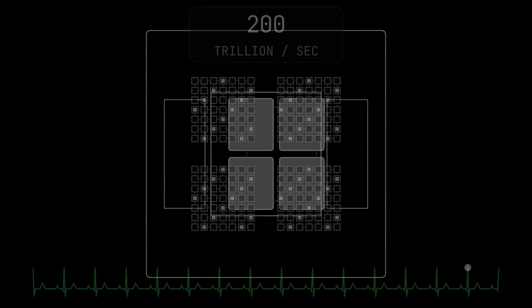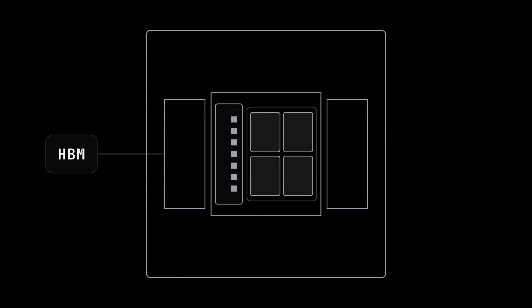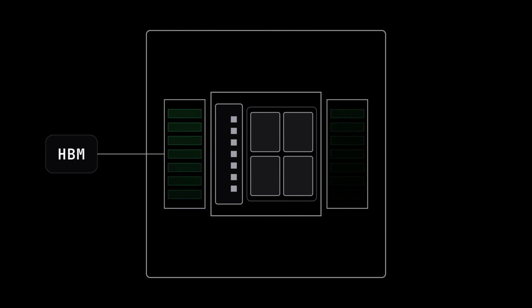Now let's zoom out and look at the rest of the chip. Right next to the arrays is a block of memory called vmem. This is where the numbers are kept right before the arrays use them. That's the same idea as the shared memory inside the streaming multiprocessor, only much bigger. And outside the chip is the high bandwidth memory. This is where the parameters of the model are loaded, the same as on the card we opened.